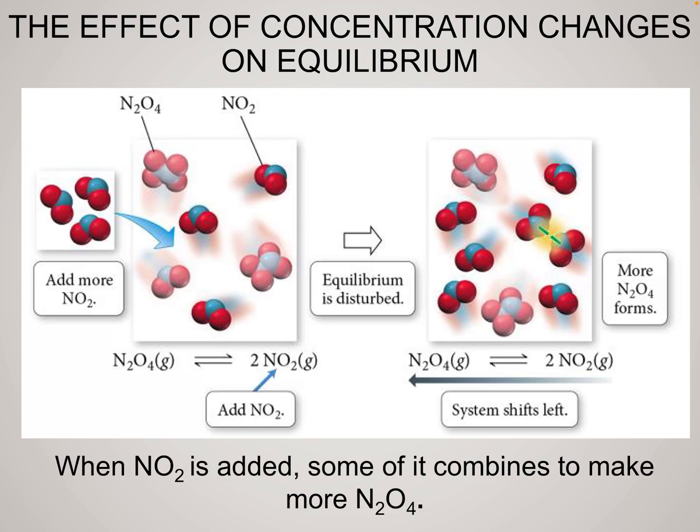So here it is in picture form. If we have our dinitrogen tetroxide and nitrogen dioxide, and I just dumped in a bunch of nitrogen dioxide, well, that really increased our concentration of nitrogen dioxide. And like we talked about when we were looking at reaction rates, right? If we increase our concentration, that is going to increase the rate of the reaction. And here, since we increased this concentration, you can think of that as being our reactant. Essentially, it's our reactant in the reverse reaction. So since we increased that concentration, it will increase the rate of the reverse reaction. This will cause the system to shift left to make more dinitrogen tetroxide.